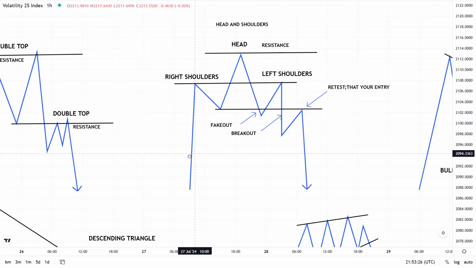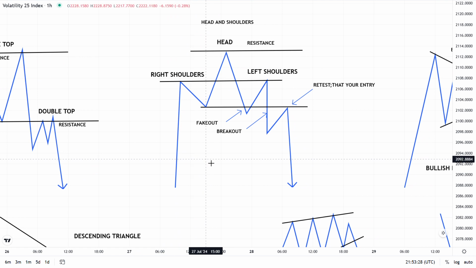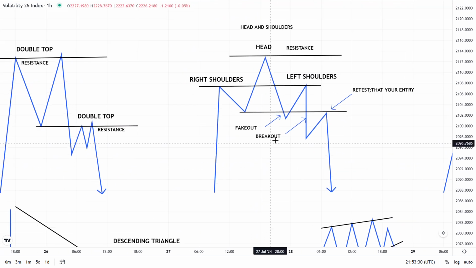So we are now in the head and shoulders pattern. Most of you guys know about this one. We have head and shoulder, inverse head and shoulder pattern. For this head and shoulder pattern, just as you can see already on the screen, I've already mapped it out for you guys to be able to understand that this is the right shoulder, the left shoulder, and the head itself. So this head forms at a resistance level.